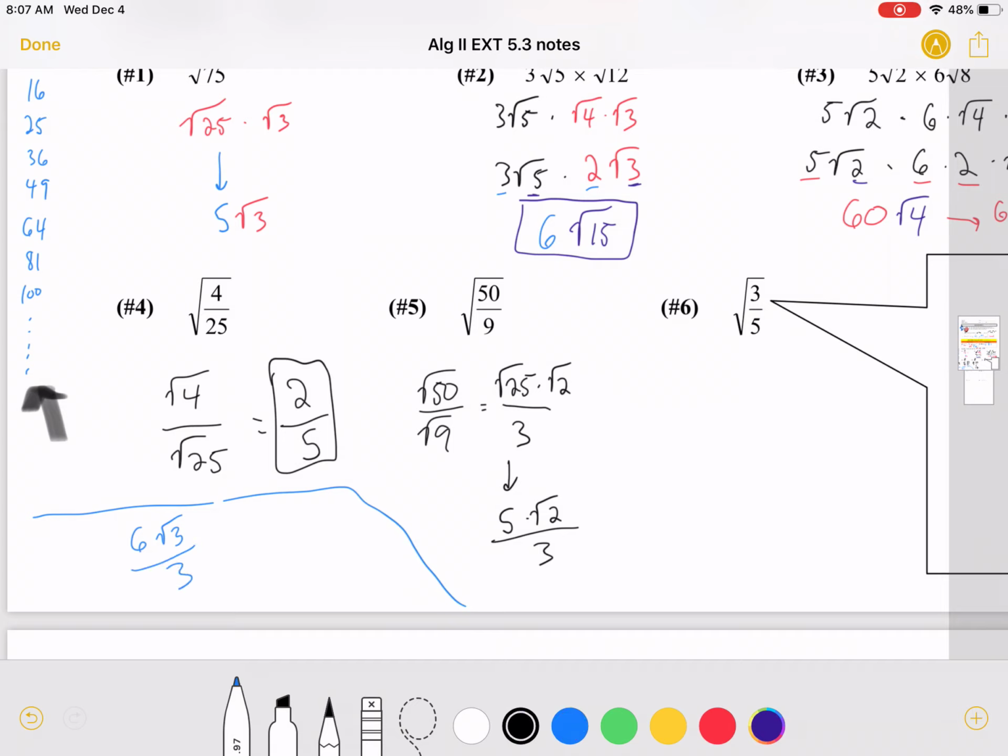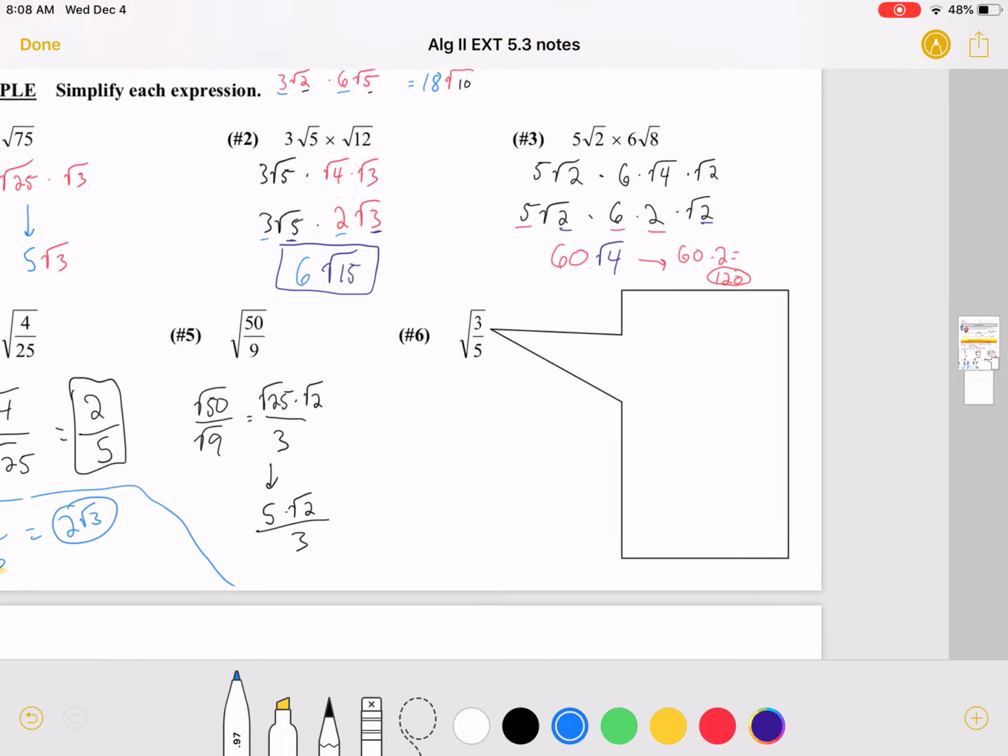Now, when you see those numbers, you should think, oh, I can reduce this. However, we can only reduce things that are outside the house with things that are outside the house. So 6 and 3 are both outside the house. So we can reduce 6 over 3 to be 2, but that square root of 3 we can't reduce. It would stick as the square root of 3.